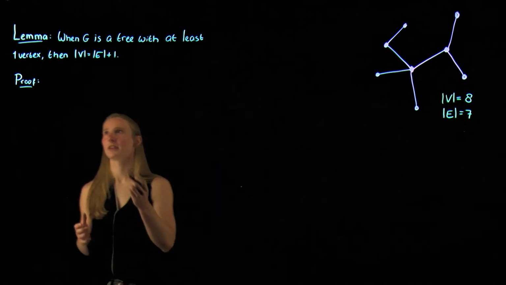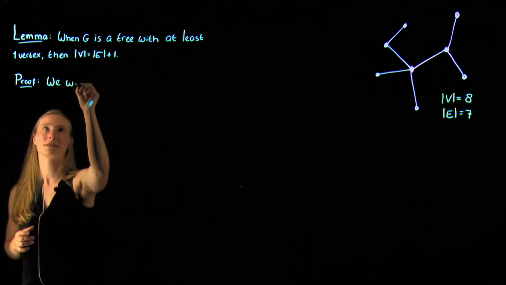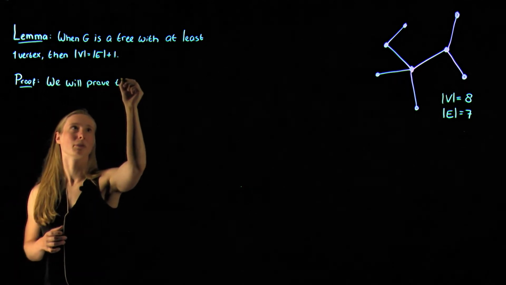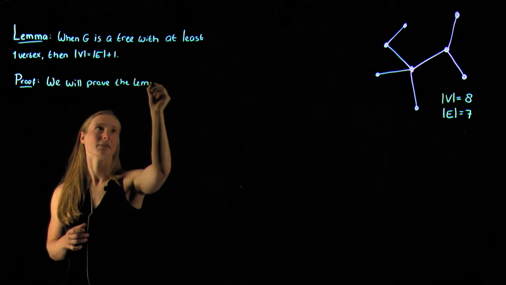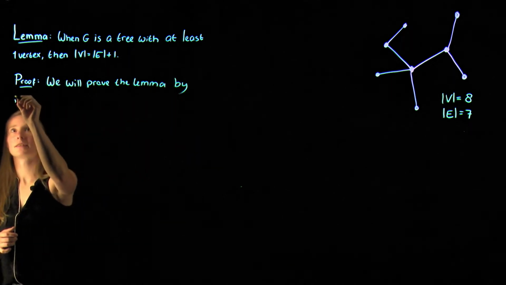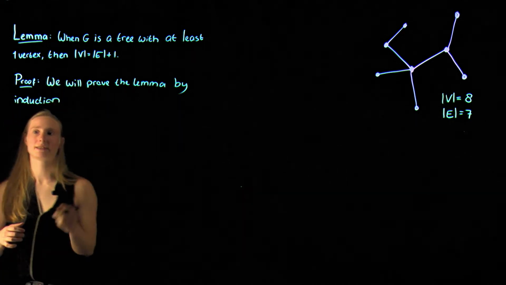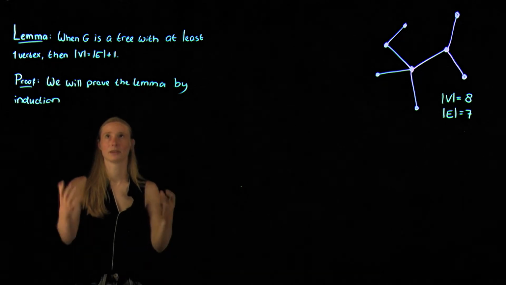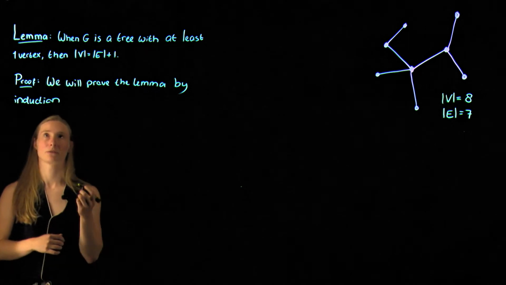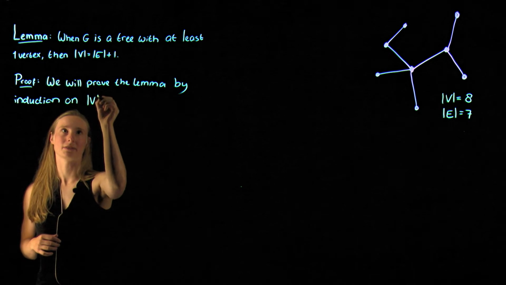So we always start by writing that we will prove this by induction. So we will prove the lemma by induction. And then we need one more thing. We need to state what we do induction on. In this case, we will use the number of vertices of the graph. So by induction on the size of this set.